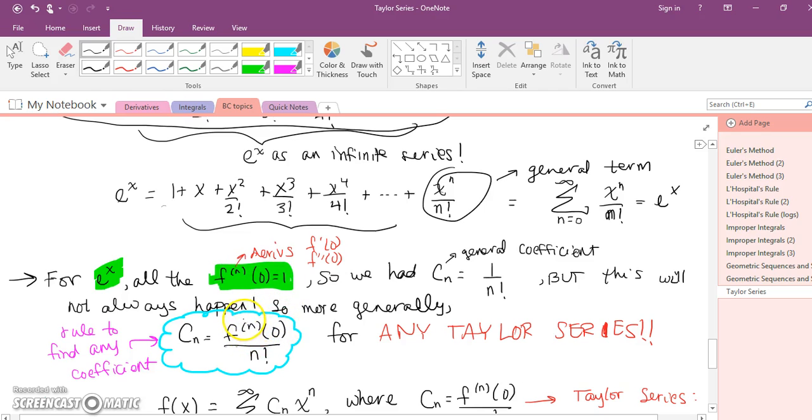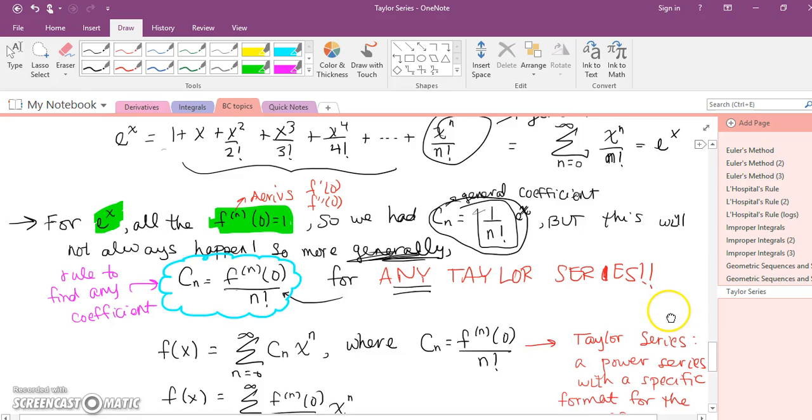And we don't know what it's going to be yet because we haven't done the other series. But in general, your coefficients, instead of being 1 over n factorial, will be whatever the function values are at 0 for different derivatives of f. So more generally, your coefficients will be in this form. And this is for any Taylor series. Very important you know this. This is something you kind of have to have memorized. So this is the rule to find any coefficient. Again, this was for e to the x specifically, because all the function derivatives at 0 were 1. This is for any Taylor series that we're going to do, like for sine, cosine, square root, ln, all that stuff.